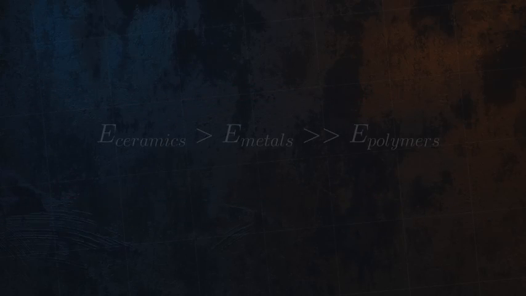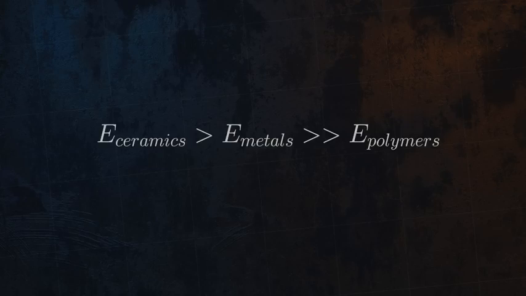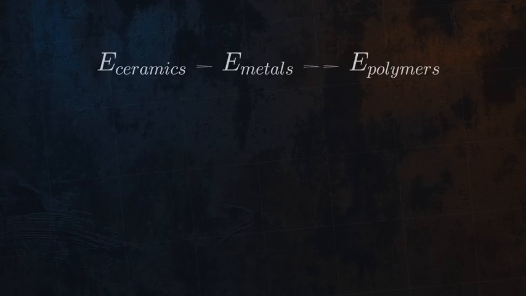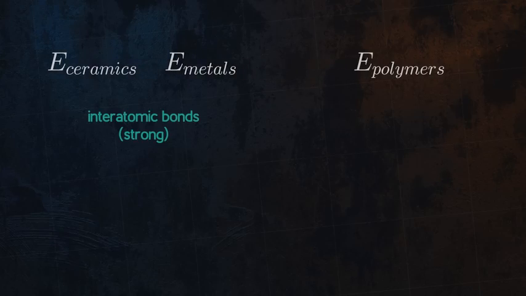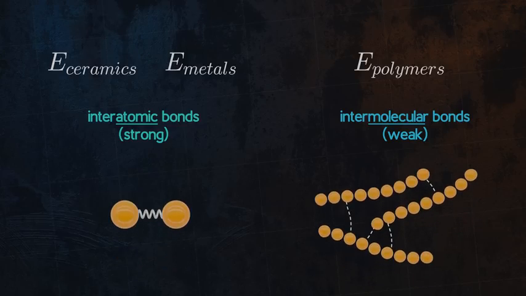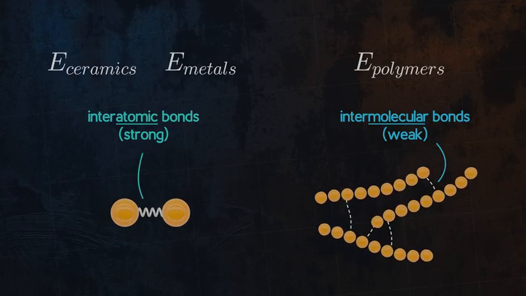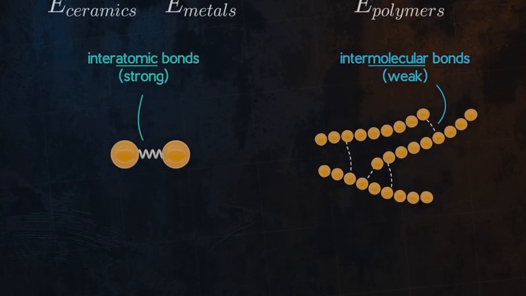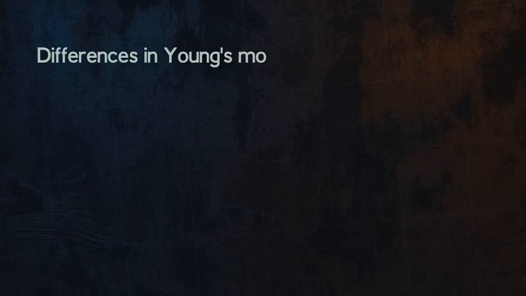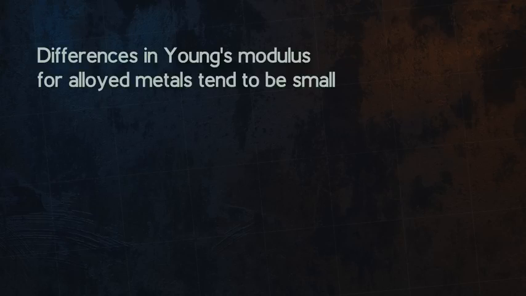I mentioned earlier that Young's modulus is smaller for polymers than it is for ceramics and metals. This is because it is the weaker intermolecular bonds in polymers that determine the material's stiffness, rather than the stronger atomic bonds. Looking at things on the atomic level can also help explain why differences in Young's modulus for alloyed metals tend to be small. Let's take the example of carbon steel.